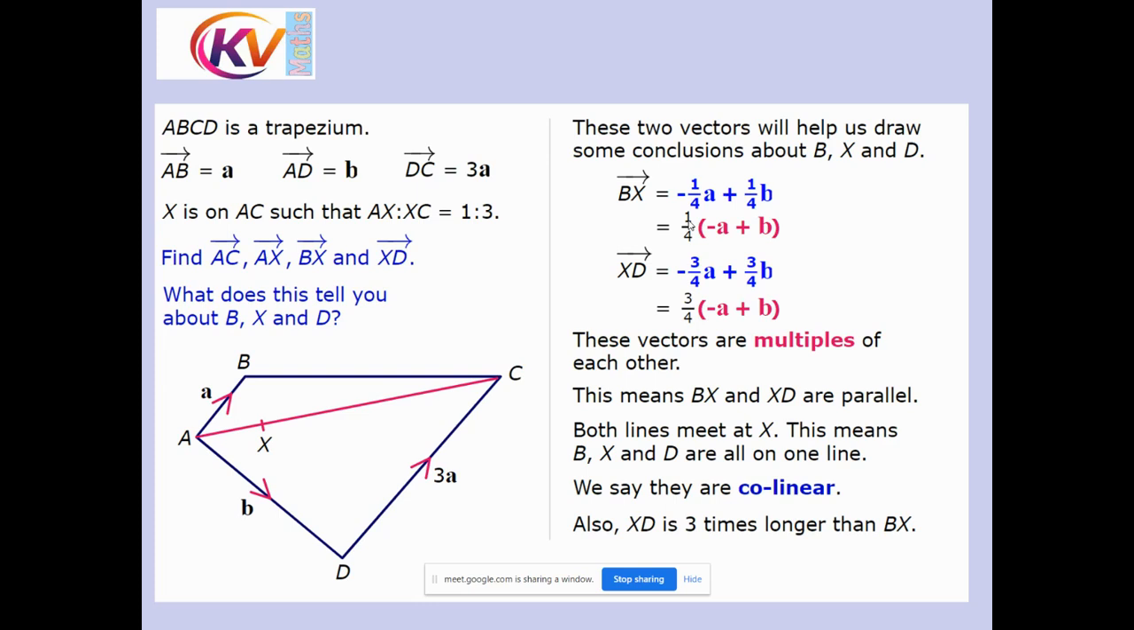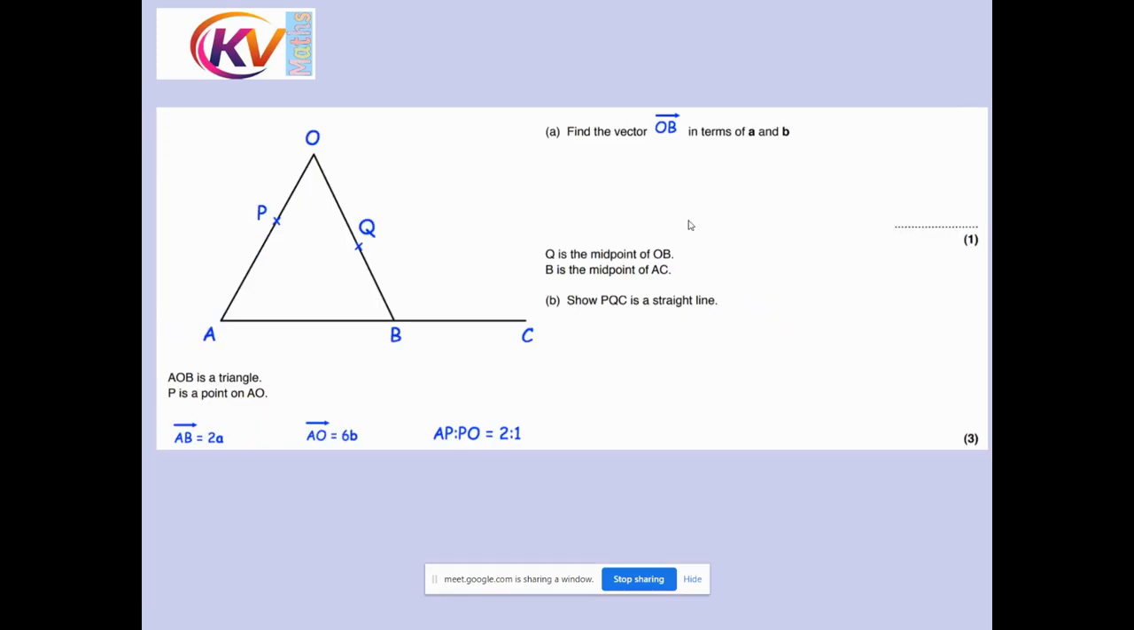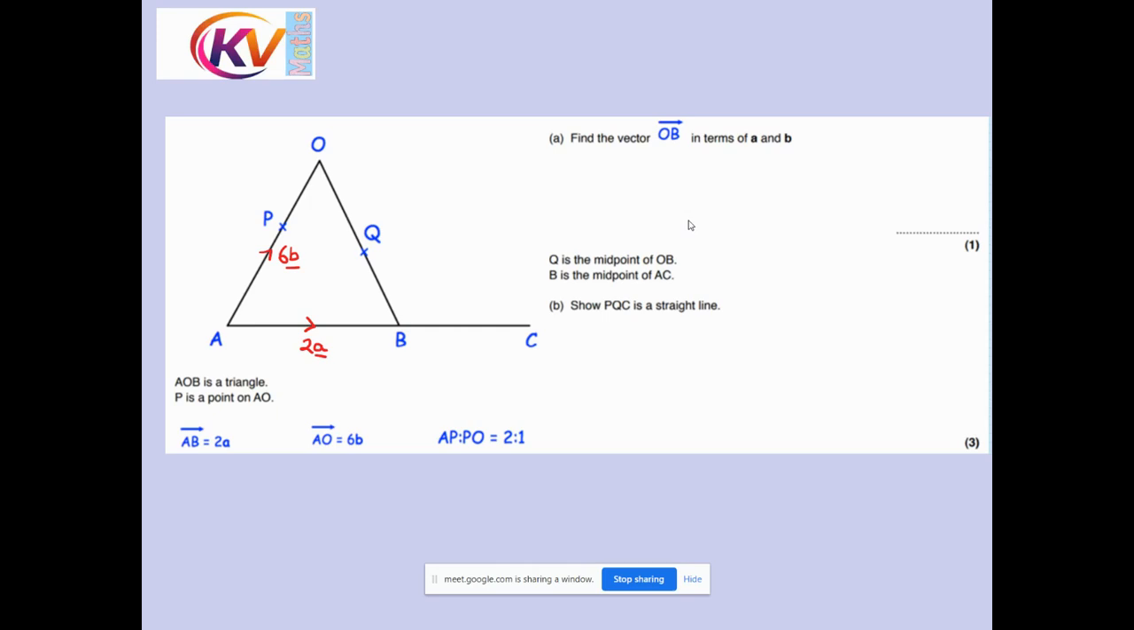Yeah, okay. Right, last question. On this one, we need to find the vector OB. We're told some information down the bottom, so we know AB is 2a and AO is 6b, so I would label those two things just to start off with. And then we know AP and PO is in the ratio of 2 to 1. So how long is the line AO?